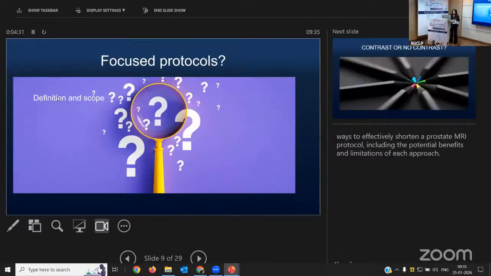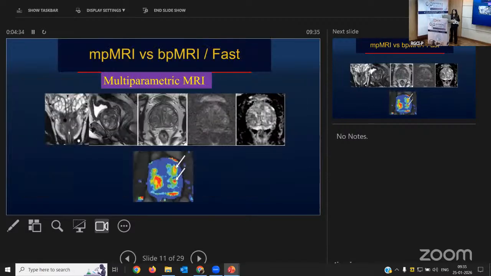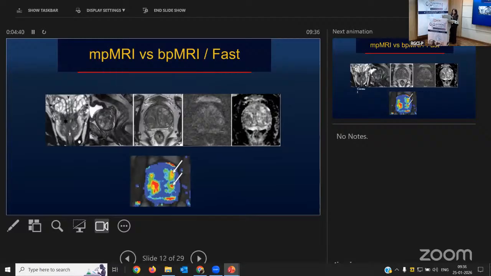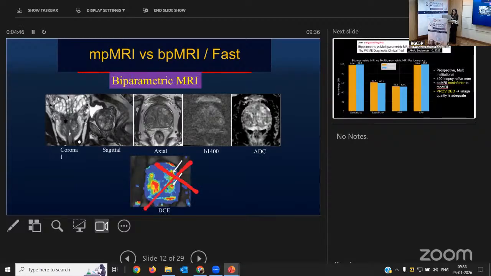So we do need focused protocols, but the question is not always contrast or no contrast. Like I said, if you have a multiparametric exam with all these sequences and you do biparametric, you just remove the contrast, but we really didn't change the time here as much. Typically with these sequences, you have about 20 minutes of scan time, but that's only obtaining the sequences, but the patient time is really 30 minutes. You have to give a slot, get the patient, all that stuff. So you're cutting down about 5 minutes with the contrast.